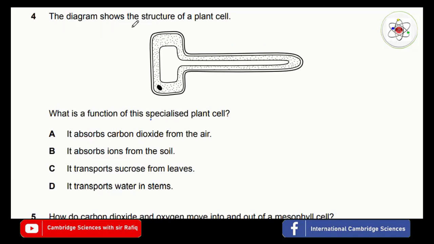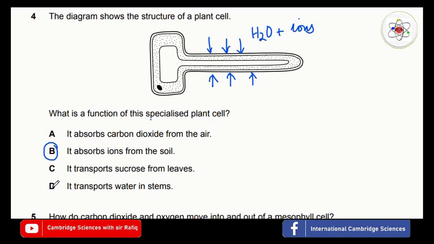Question number 4. The diagram shows the structure of a plant cell. What is a function of this specialized plant cell? Here is the diagram of a root hair cell. This is a root hair which provides the largest surface area for better absorption of water and ions of minerals, right? So if you go through the options, it looks like the correct answer is: it absorbs ions from the soil.